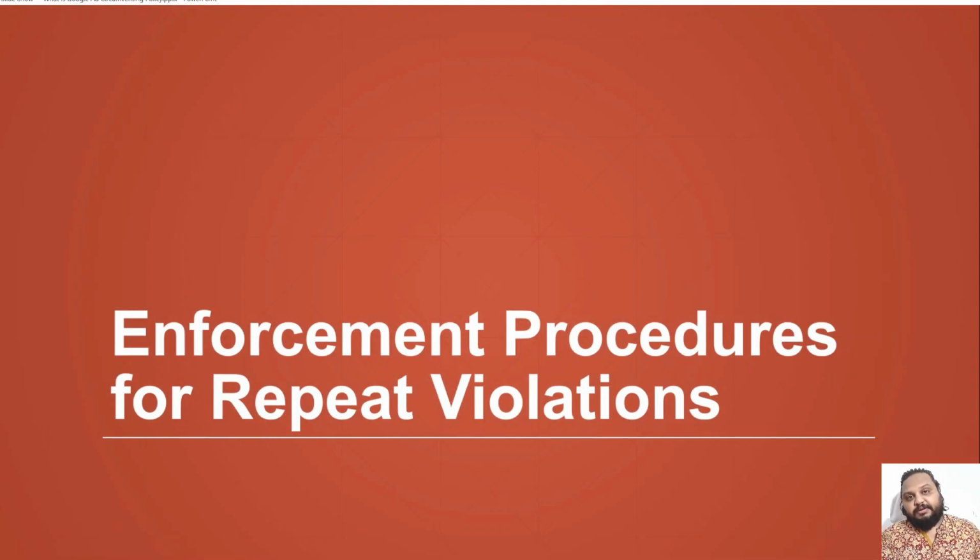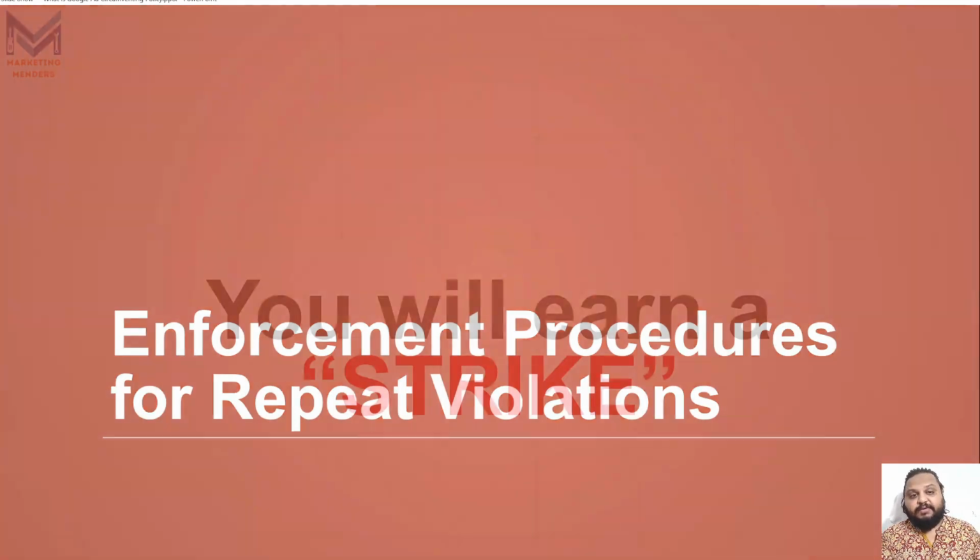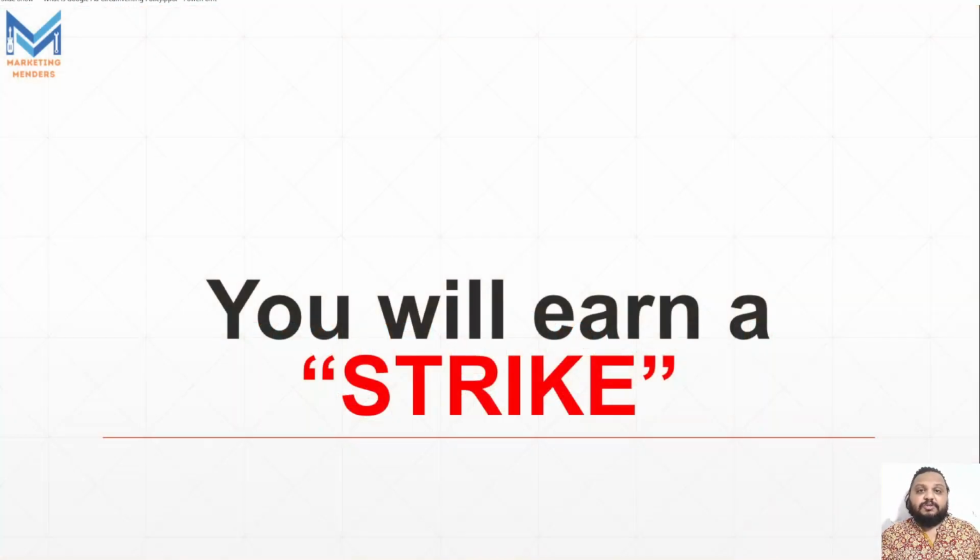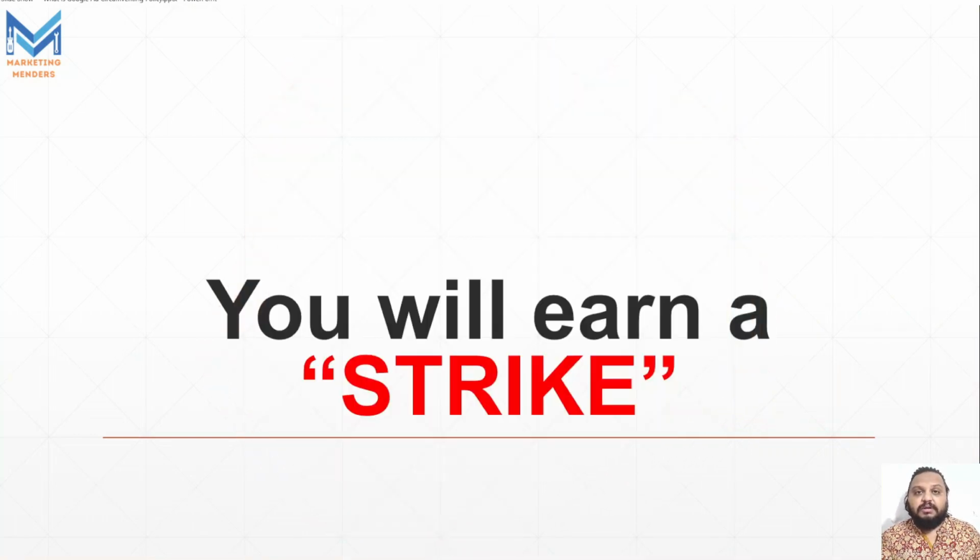Now, what will happen if you do repeated violations, knowingly or unknowingly? There are some enforcement procedures from Google Ads, and they are again very, very serious. In this case, you will earn a strike. A strike is a mechanism by Google wherein it highlights in its system that this account is not safe, that they are repeated violators of our policies and are not adhering to our guidelines. In that case, your campaign's performance as well as your working on the Google Ads platform will be limited.